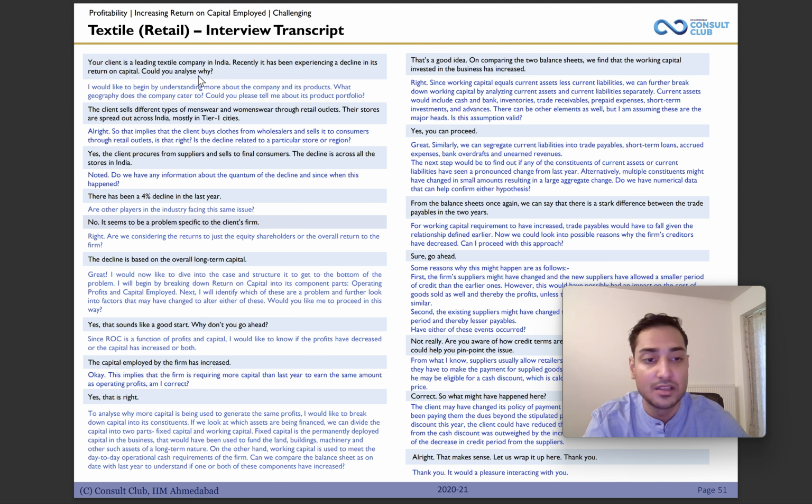Can you analyze why? So, the first statement said by the interviewer in a management case study interview is one of the most important because it tells you the scope of it, and you try your best not to go out of the scope. So, we have information that our client is a leading textile company in India. They have been facing a decline in its return on capital. Return on capital is nothing but the profit, the money they have invested, and how much return they're getting on it, which is the profits. Could you analyze why?